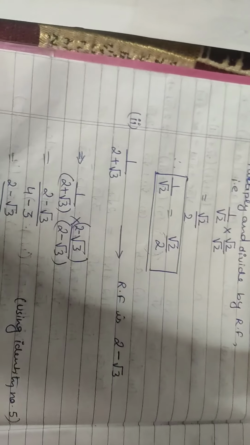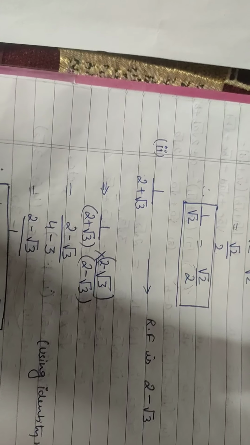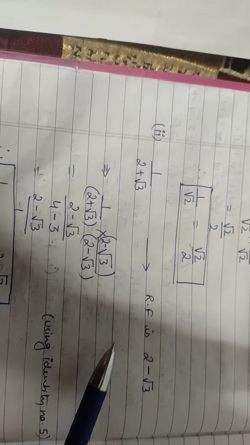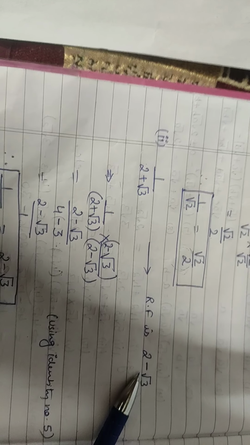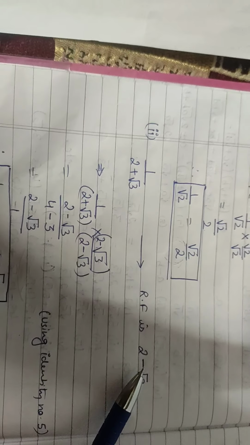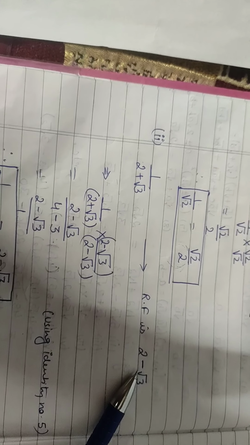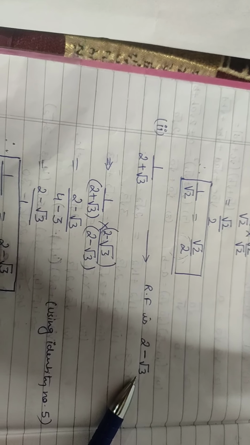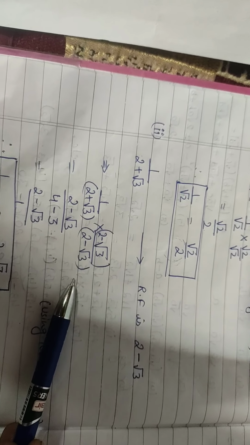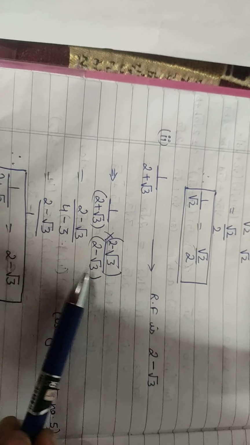Now the second example, 1 upon 2 plus root 3. So here for the rationalizing factor, we have to change the sign of it. So means rationalizing factor is 2 minus root 3. Again what we need to do? We need to multiply and divide with the same. So here if I multiply, what we get?